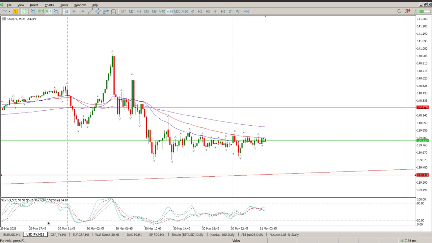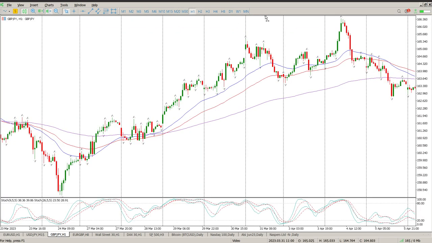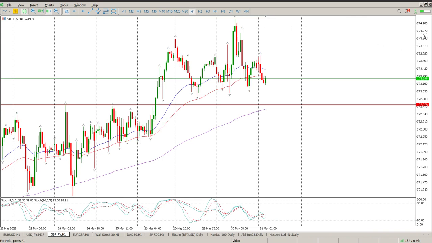Okay, moving on to the pound, British pound, Japanese yen. Pretty much nothing going on here at the moment. We still haven't come back to 172798. And just look at this engulfing bar, pin bar. Lots of tiredness up there.